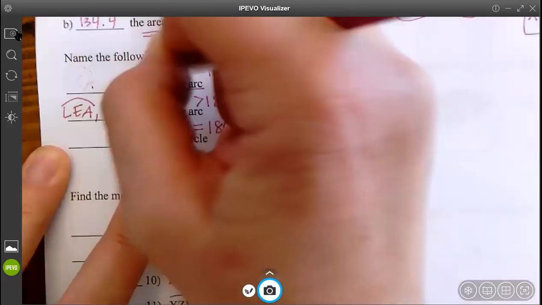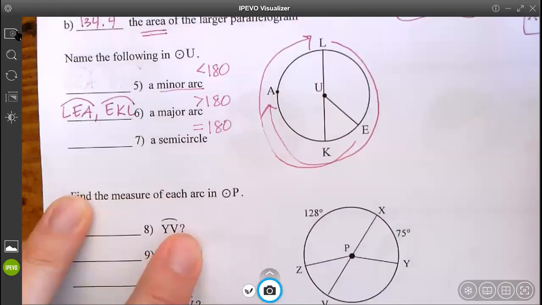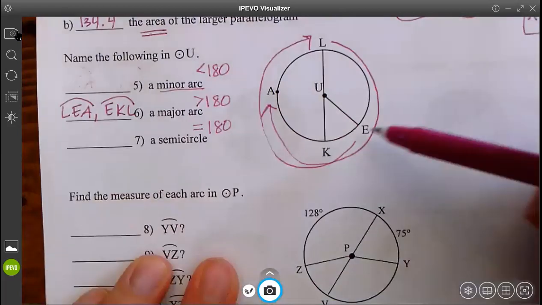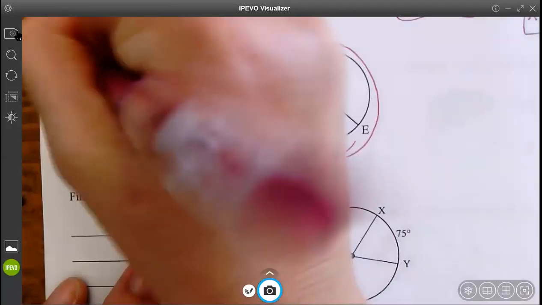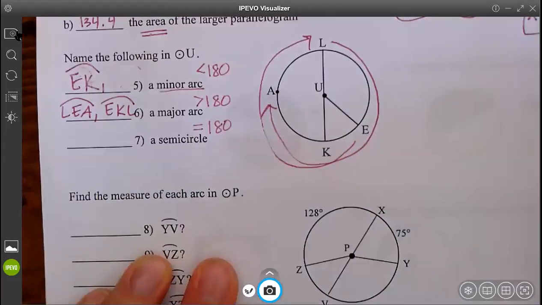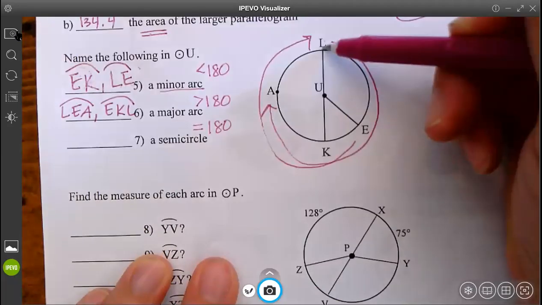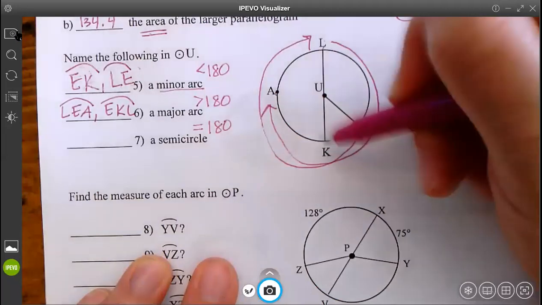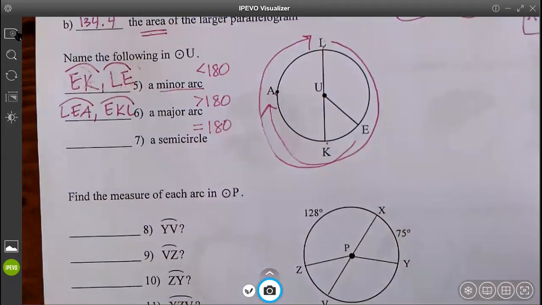So is minor arcs just the 2 letters, right? Yes, correct. So it could be any 2 letters. So we could do E-K. What's another one you think? L-E? L to E, sure. Another one could be L to A or A to K.